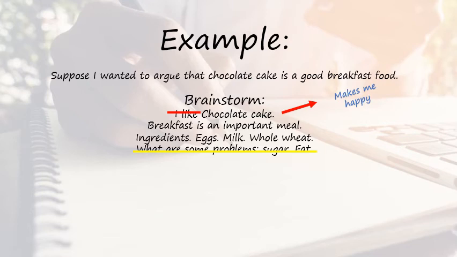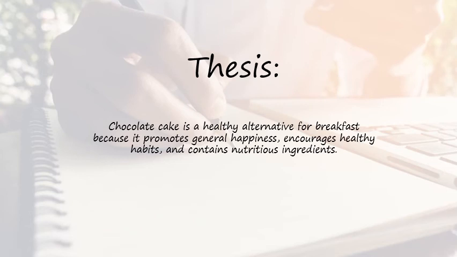Then I'm going to give my answer. The rest of my essay is going to be based on this thesis statement. And what's the thesis statement going to say? It's going to take my 3 main points. Chocolate cake is a healthy alternative for breakfast because it promotes general happiness, encourages healthy habits, contains nutritious ingredients. Right? Now I have the basis for a paragraph or the basis for 5 paragraphs. Right there in one sentence, what I mean.